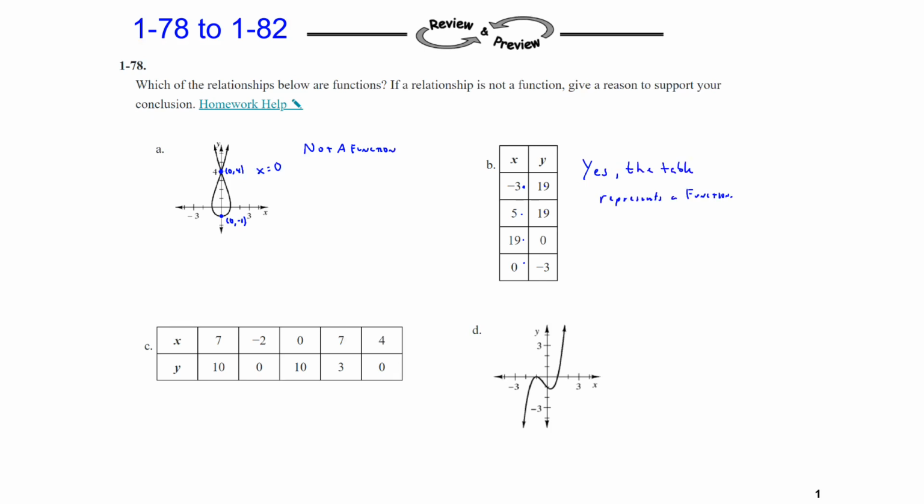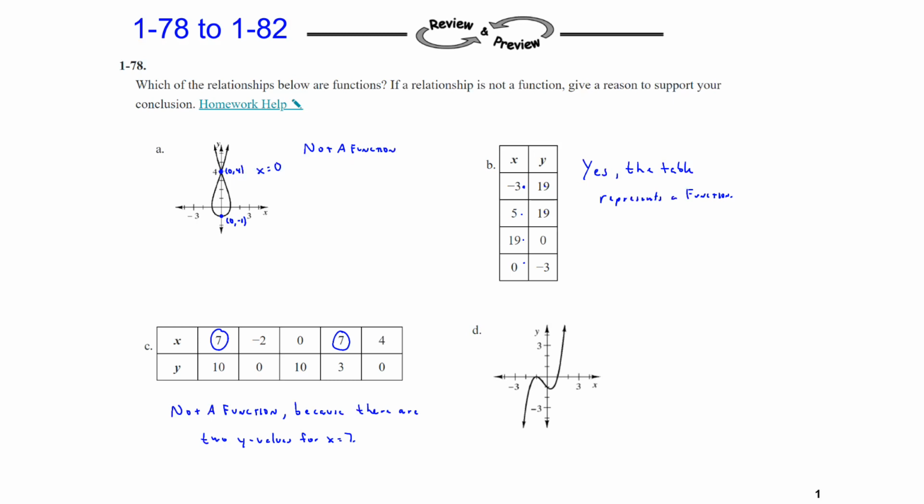Table C, you have 7 going to 10, and you also have 7 going to 3. So you have one button getting multiple outputs here. So this would not be a function, because when x is 7, there's two possible y values.